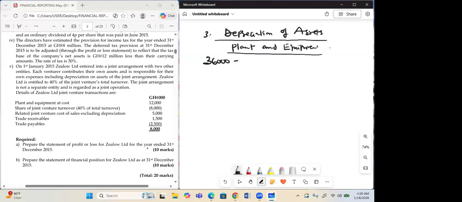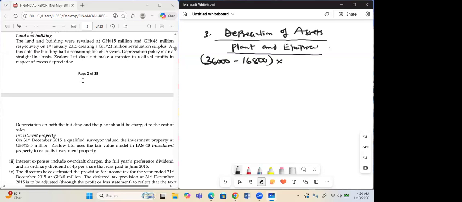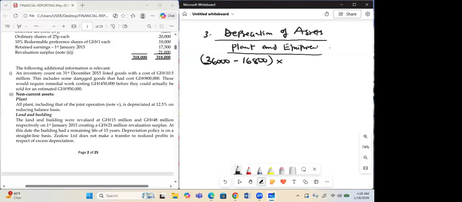So 36,000 minus 16,800, and they say we should depreciate it at what percentage reducing balance? The question says reducing balance 12.5%. So times 12.5%. Calculate that for us. 2,400.